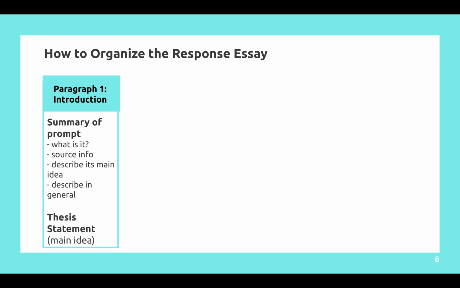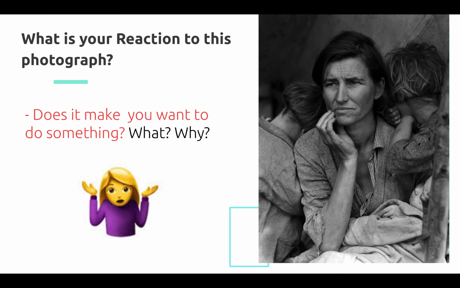After I describe the main idea, I'm going to describe in more detail, describe in general. So here's where I can talk about the woman touching her face and she's looking into the distance. The two children have their heads turned away. They have messy hair. Their clothes are kind of dirty, right? So here's where I can go into more detail. I can also talk about what's in the background, what's in the foreground, etc.